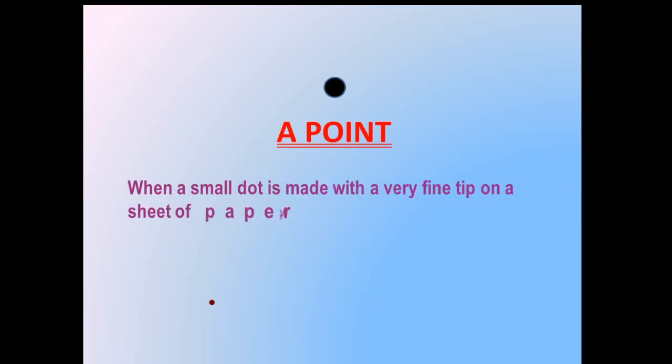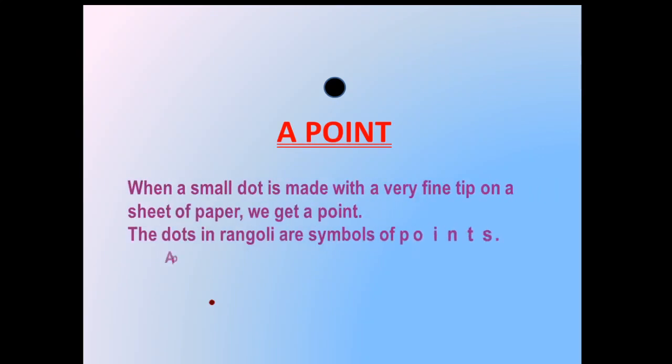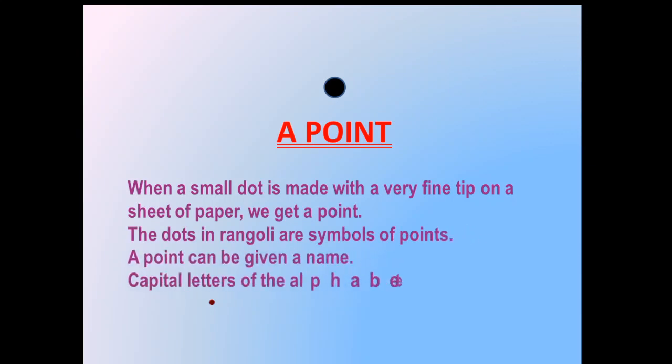Now, what is a point? When a small dot is made with a very fine tip on a sheet of paper, we get a point. The dots in the rangoli are symbols of these points. A point can be given a name. Capital letters of the alphabet are used to name a point. So here, point A is written as P-O-I-N-T, point, capital letter A.